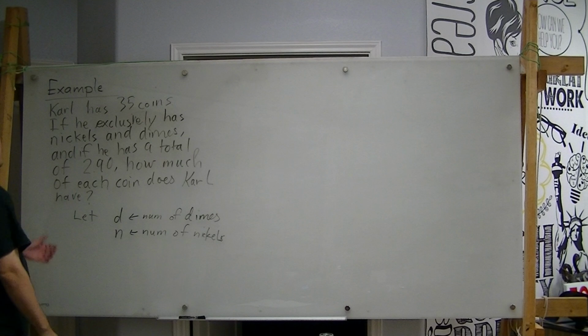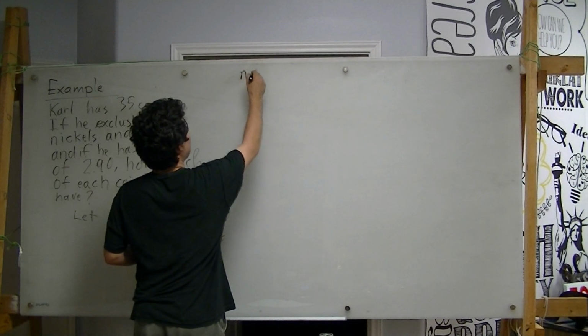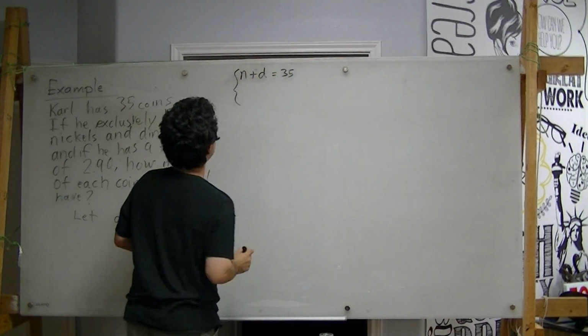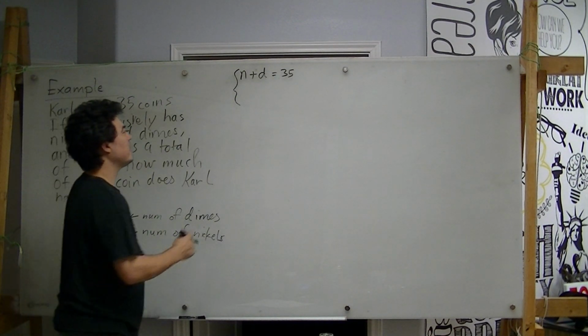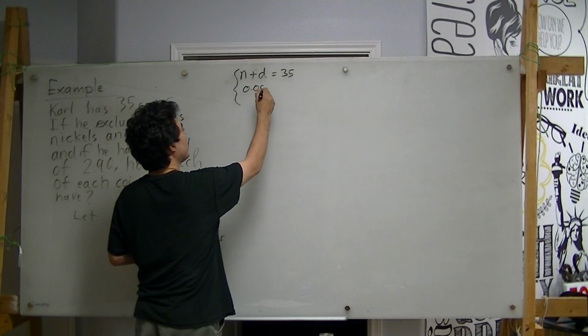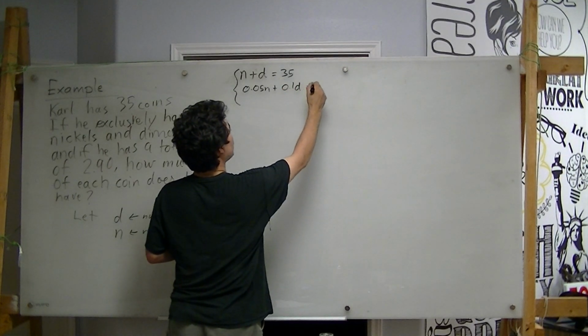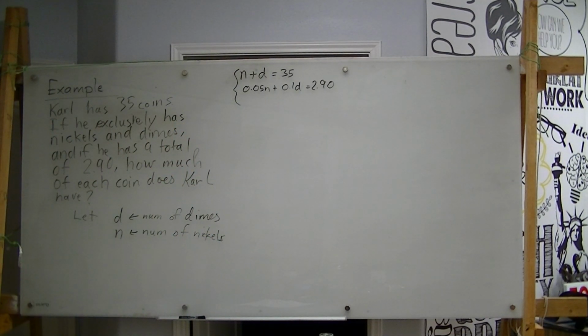So we can see that he has 35 total coins that are only nickels and dimes. So we must have that N plus D has to equal 35. Additionally, we can see that it adds up to a total of $2.90. So that means that 0.05 N plus 0.1 D equals 2.90, right? So this becomes our system of linear equations, and this is the system that we're going to solve.